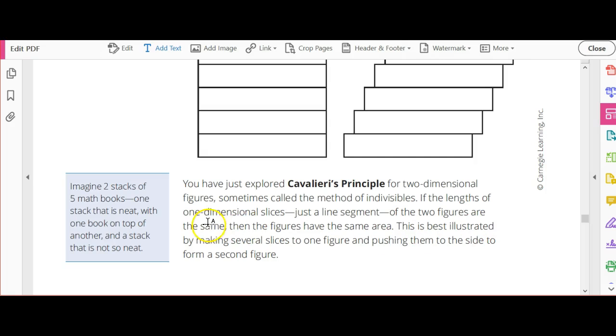If the lengths of one-dimensional slices, so if each of these slices, and they're one-dimensional, so now we're just talking about lines, they're just line segments, if all the lengths of those lines, each slice that we made, were the same, then the two figures would have the same area. We would just take all those slices and add them up. Who cares if it got pushed to the left or the right? It's going to be the same whether we stack them in a right formation like a rectangle or in some irregular formation here.